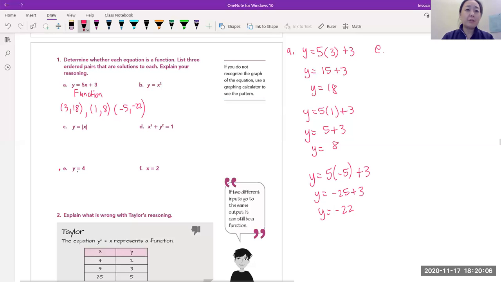So if you notice right here, we don't have an X. Literally, there's no X here, right? So what does that mean? You can literally pick any number for X, because what is Y going to be? Y is going to be 4. Literally, Y does not care what X is. Okay, and so if I pick a number like 2, what is Y going to be? 4. If I pick a number like negative 10, what is Y going to be?